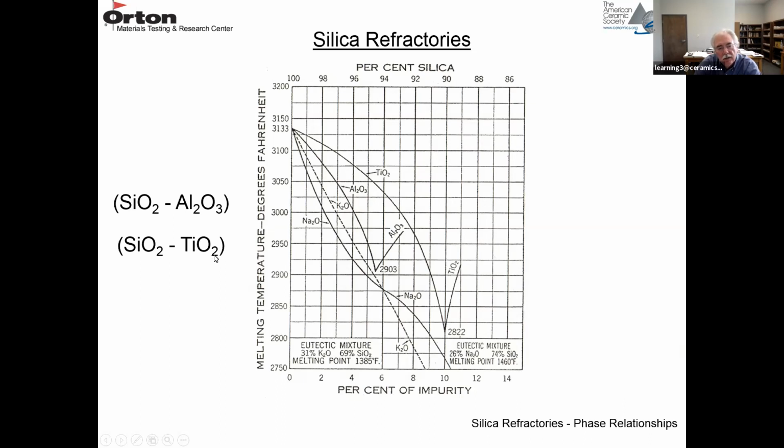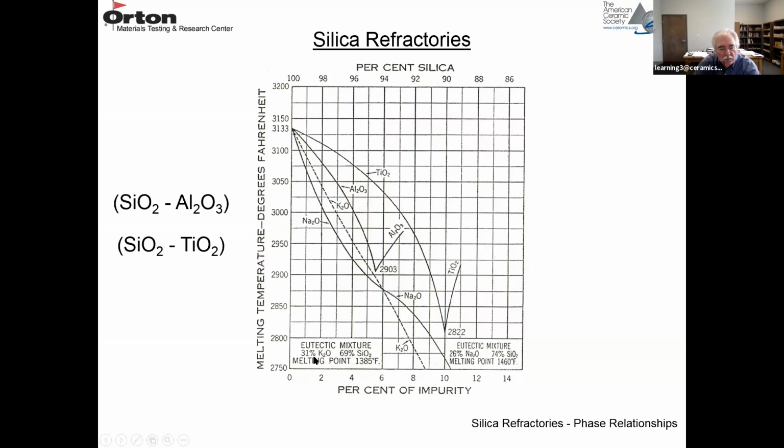SiO2, TiO2, we just looked at. Here's the line for TiO2, and there's a eutectic at 2822 degrees. You can see how either alumina or titania lower the melting range of silica. There are also some alkali impurities, Na2O and K2O, and they're really lowering the melting point.